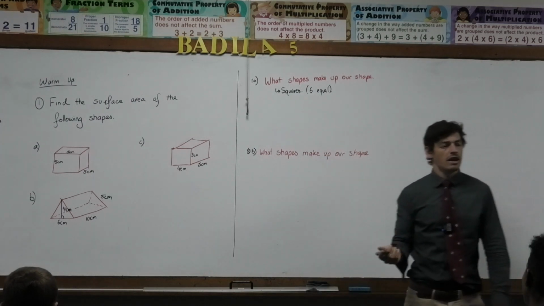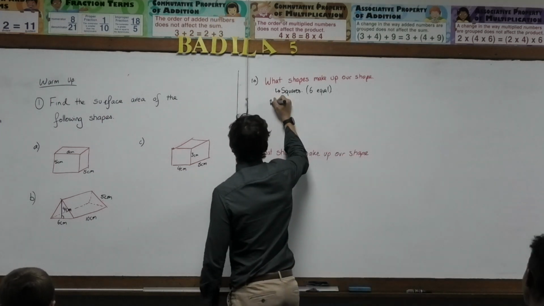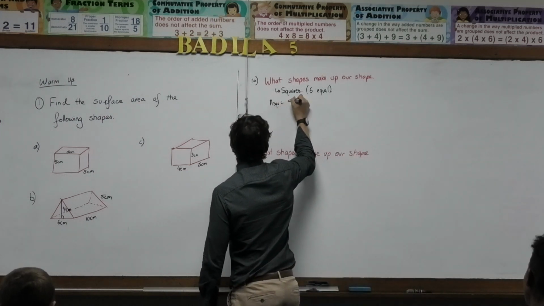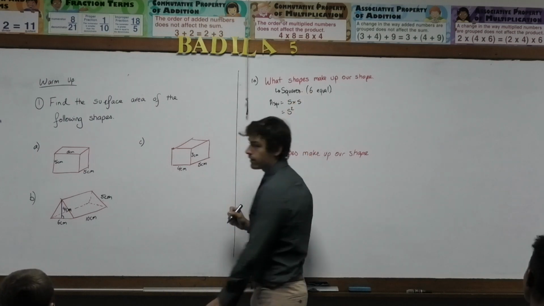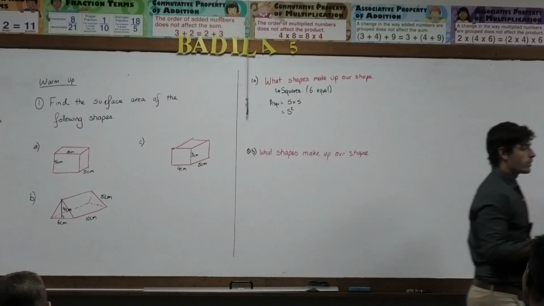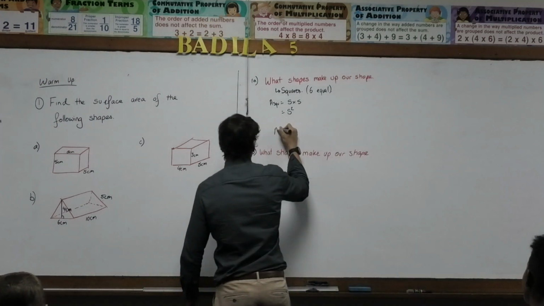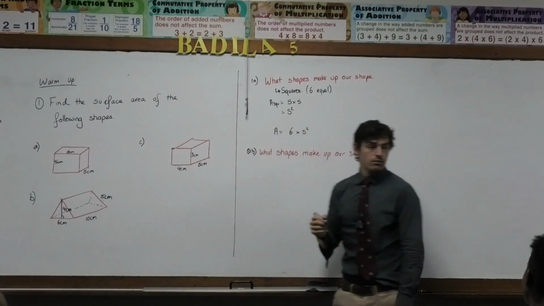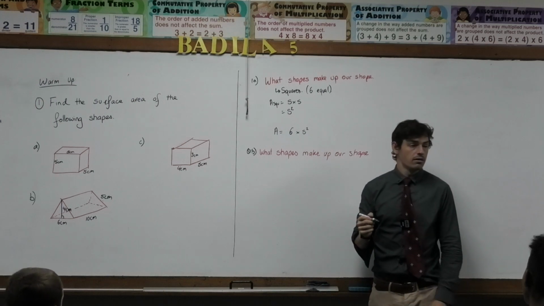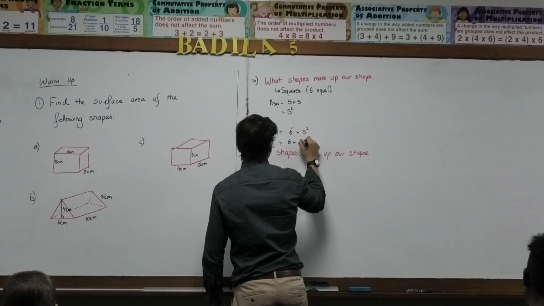So then ask yourself, what's the area equation for a square? The area of a square is side times side, which equals s squared, correct? How many of those do I have? 6. So wouldn't the surface area of my shape be 6 times s squared? And what's the side length? 5. So my area should equal 6 times 5 squared.